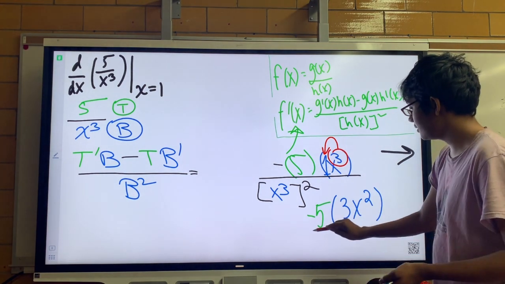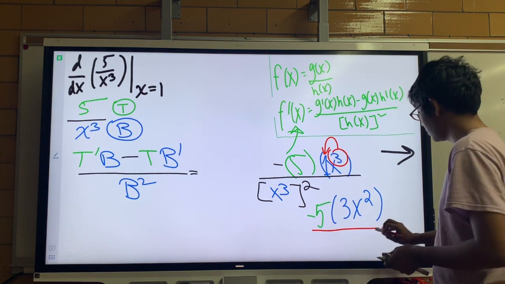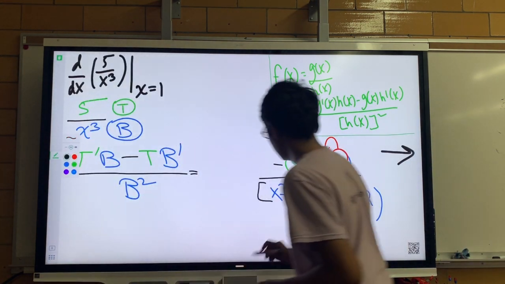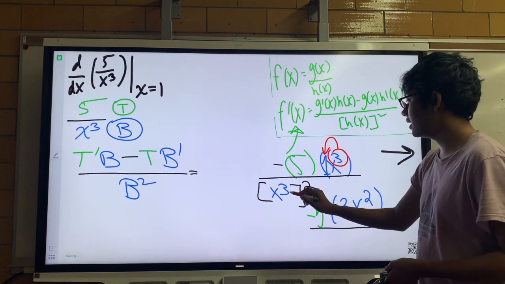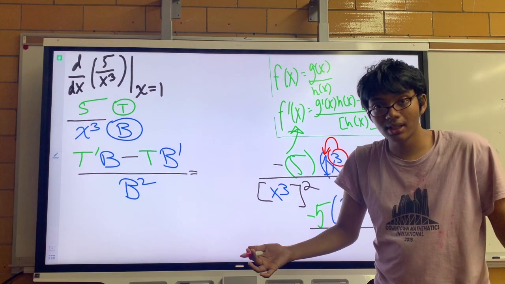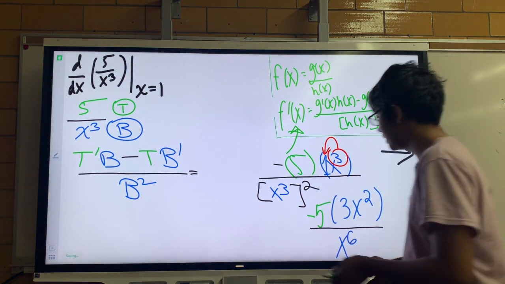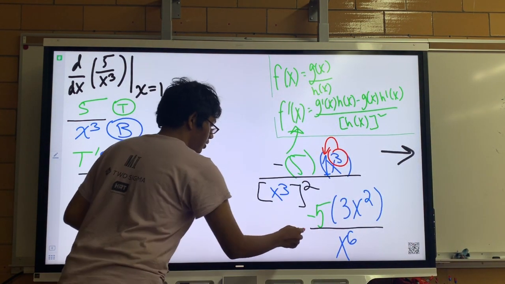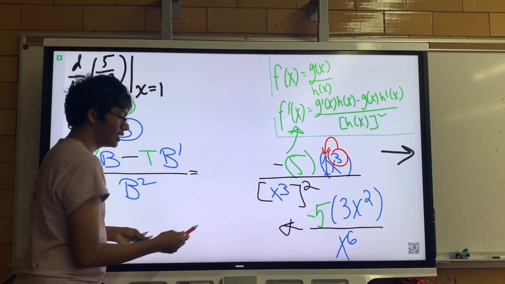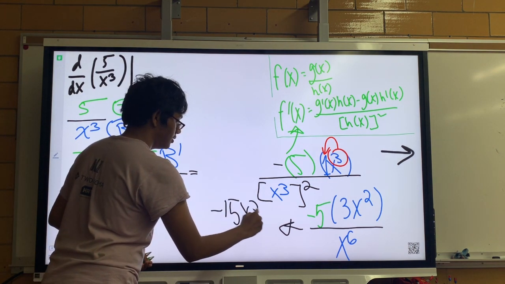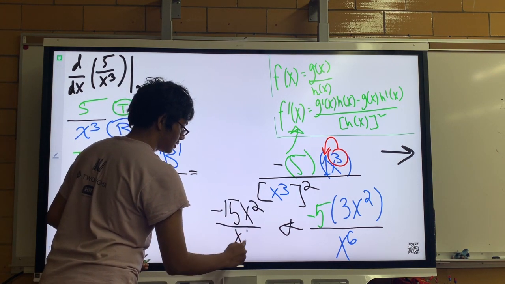Divide all of that by x cubed squared, which is simply x to the 6. Alright, now let's just simplify this, because we're almost done. If we simplify this, we're going to get minus 15 x squared over x to the 6.